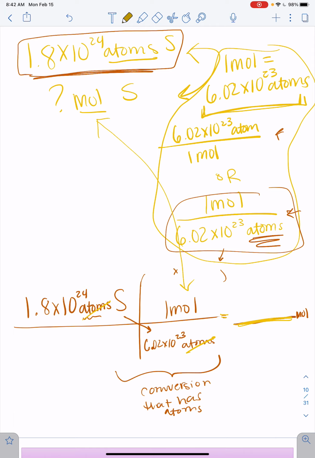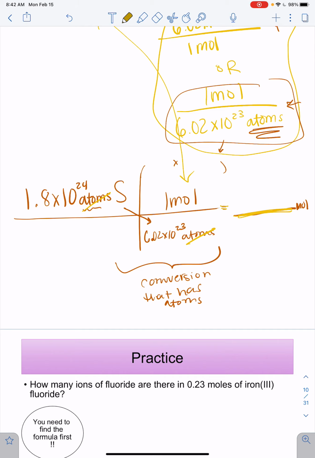So now I'm just going to put in my calculator 1.8 times 10 to the 24th, in parentheses, times 1 if you want to. See, we're multiplying the top, dividing by the bottom. Divided by, open parentheses, 6.02 times 10 to the 23rd. And then whatever answer you get, you're going to put right there.